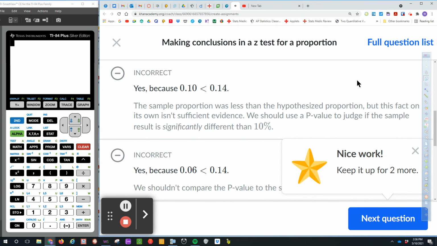So hopefully this makes sense. You just have to compare the p-value to the alpha value. And if you have any questions, do let me know.